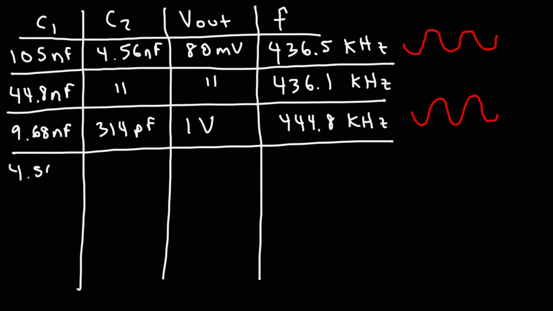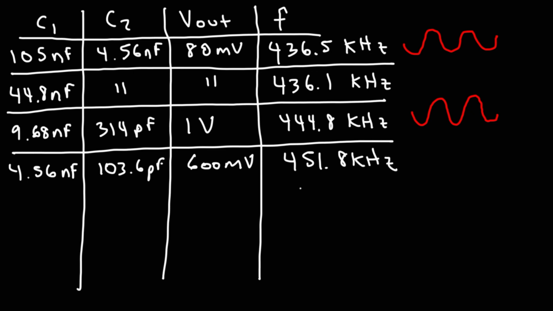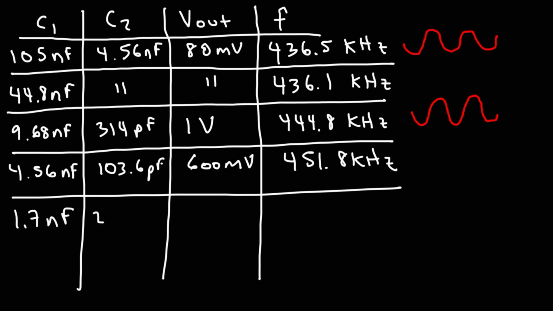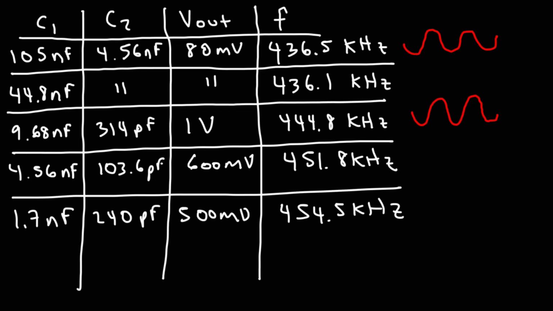And then using a 4.56 nanofarad capacitor with a 103.6 picofarad capacitor for C2, the output voltage was 600 millivolts, a little bit less, but an output frequency of 451.8 kilohertz. And then this is the one that I put in a circuit prior to this, where I got a frequency of 454.5 kilohertz. And so as you could see, changing the values of C1 and C2 doesn't really impact the frequency too much. It does affect it, but not by that much for the most part.